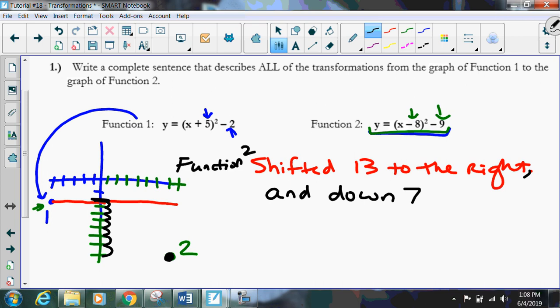For some reason, I'm not writing. All right, function 2 shifted 13 to the right and down 7. Oh, it's complete enough. We're good with that.